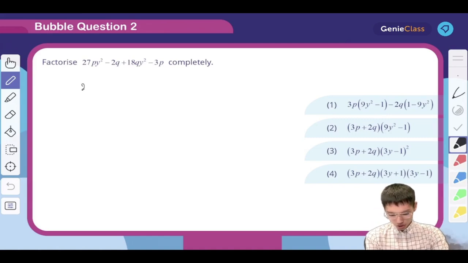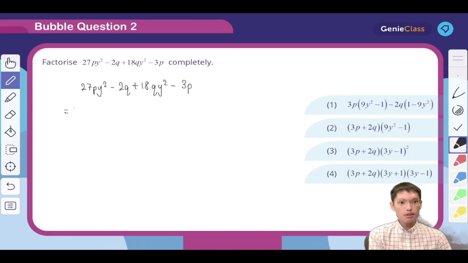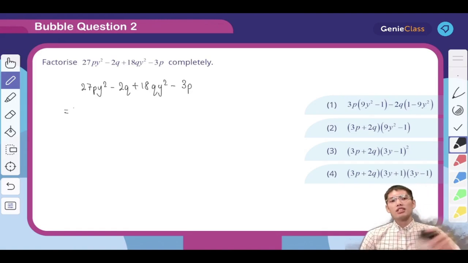As usual, just write the expression down first. 18qy squared minus 3p. Always make sure to write down my expression first. Very important. Okay, when we actually take note, take note of the question. I want it completely. So if you're wondering, my answer is correct, but why is it not the answer I'm looking for? Take note. When the word says completely, that's where you have to take note.